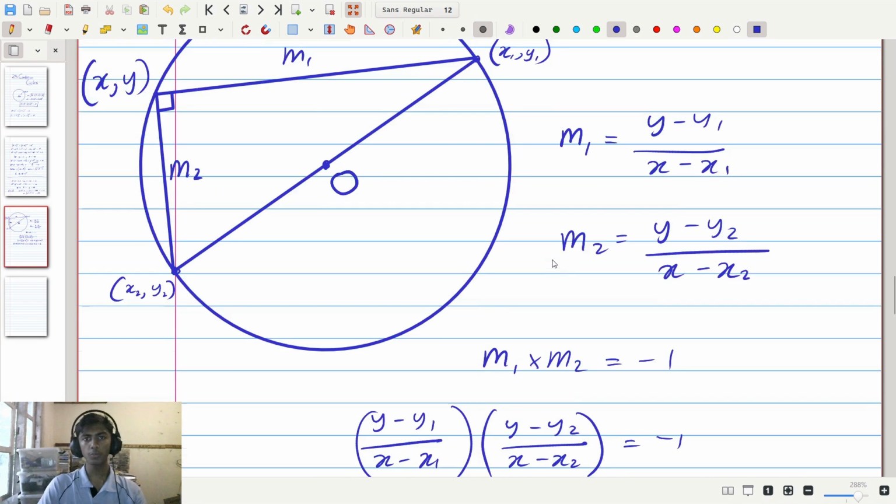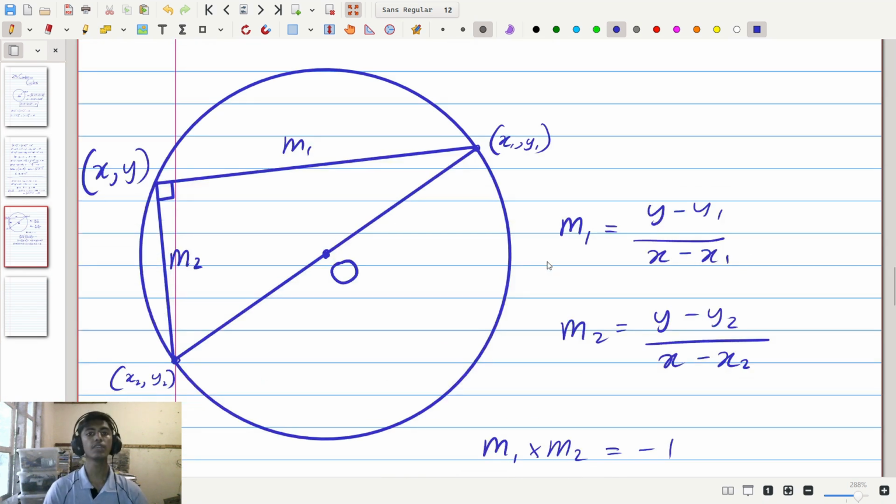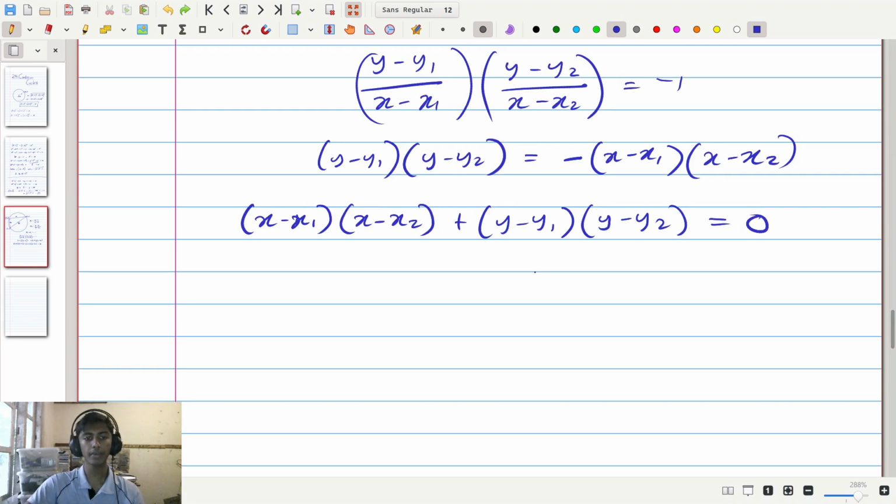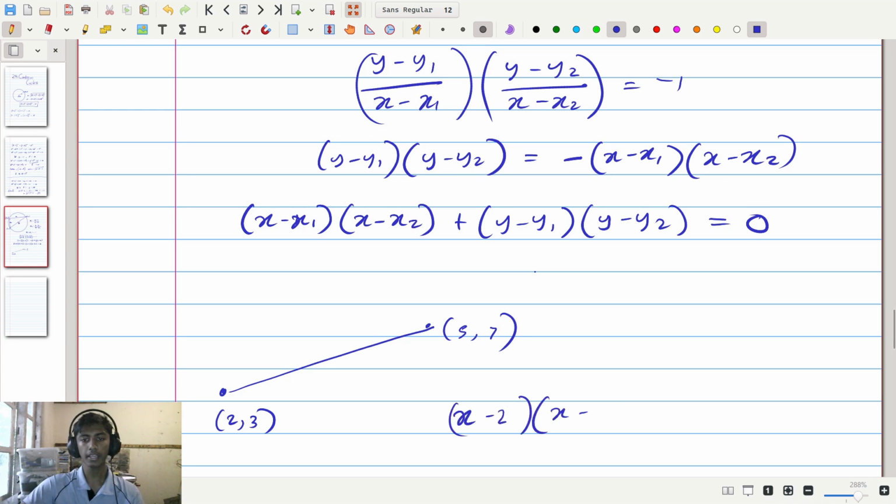Therefore, given 2 points x1, y1 and x2, y2, if we know that these 2 points are the endpoints of a diameter of some circle, then we can say that the equation of that said circle is this right here. So for example, if we have the points, let's say 2, 3 and let's say 5, 7, we know that the equation of the circle with this line as a diameter is x minus 2 multiplied by x minus 5 plus y minus 3 times y minus 7 equal to 0.